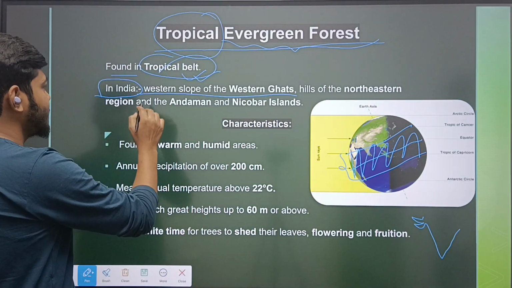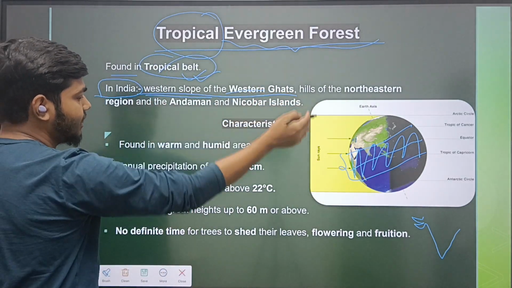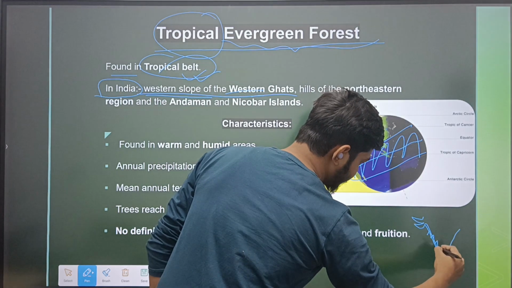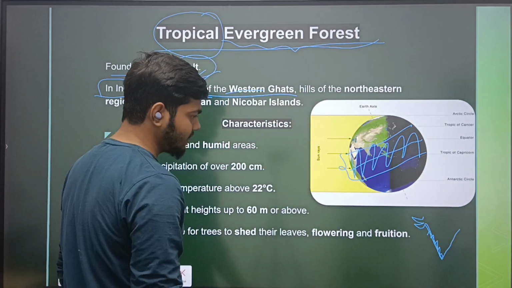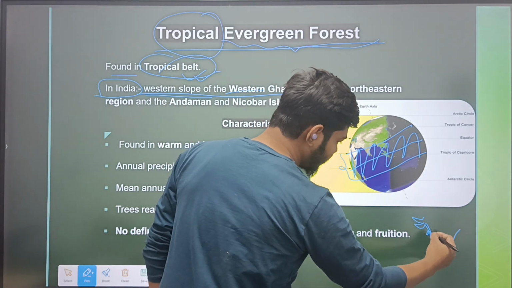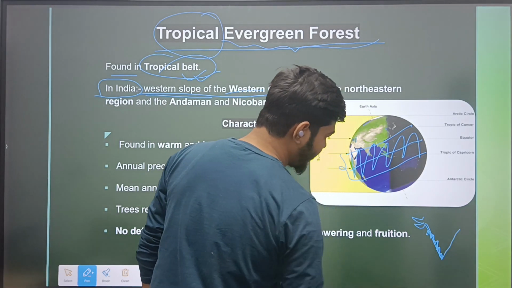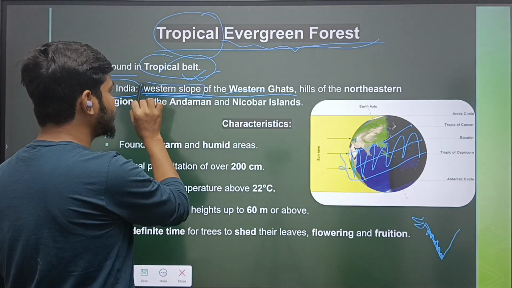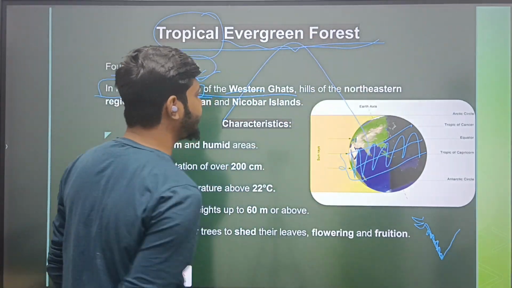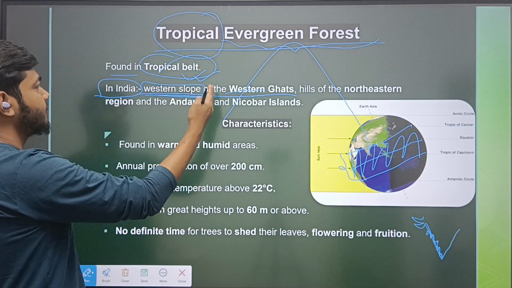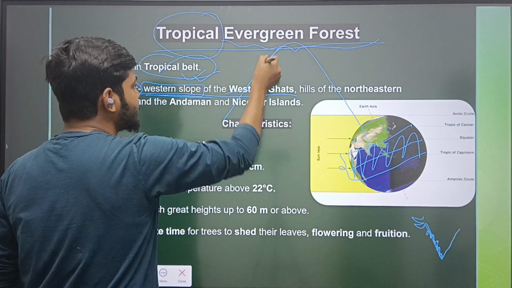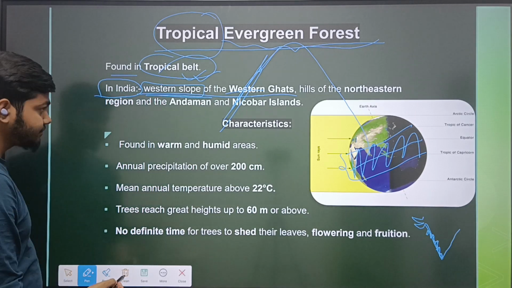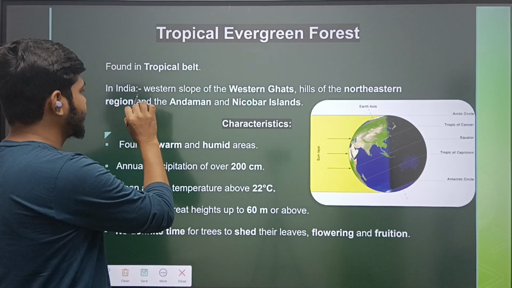Okay, so what it is saying is the western slope of the Western Ghats. This is the Western Ghats, and these are the uplands of the Western Ghats, and tropical rainforests are found on the western slope. For example, this is a hill of the Western Ghats, and tropical rainforest is found on the western slope of the Western Ghats. Okay. Now, this thing is clear.